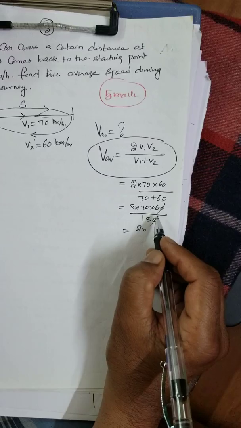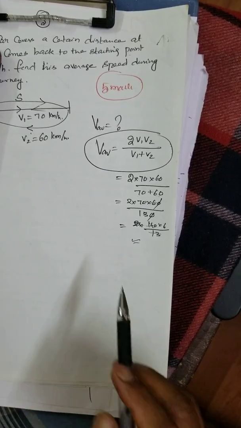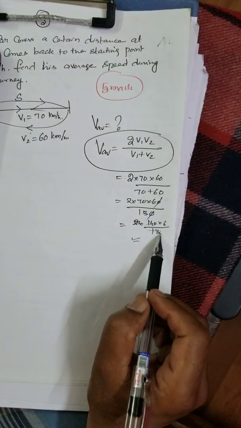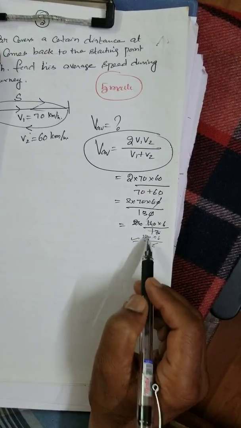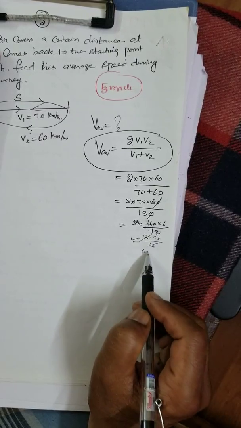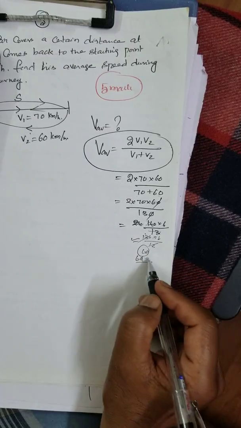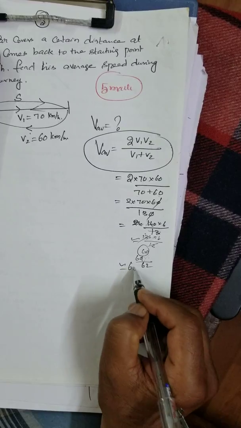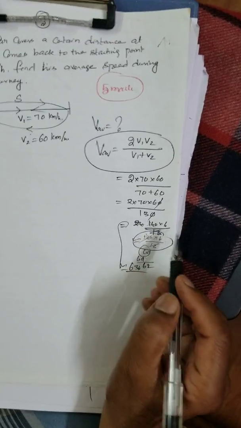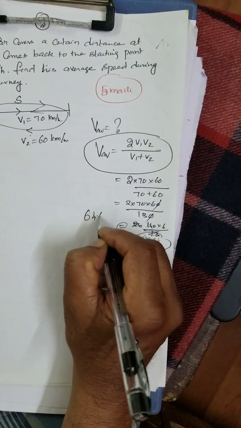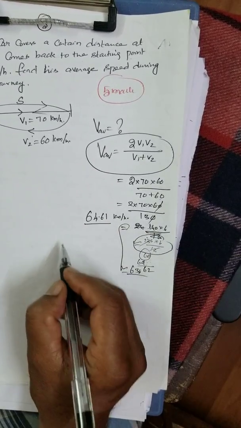Now this calculation, nearly you will get around 63 or 64 approximately. But if you calculate properly, I have calculated once, I remember, the textbook answer comes to 64.61 kilometer per hour. Therefore, the average velocity.